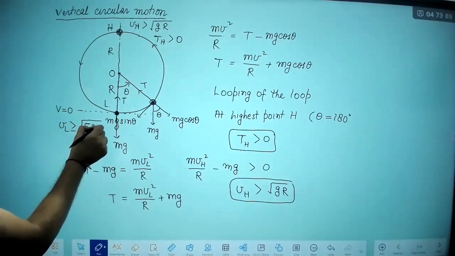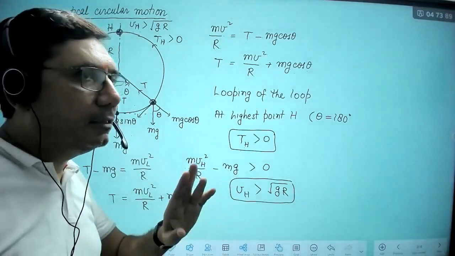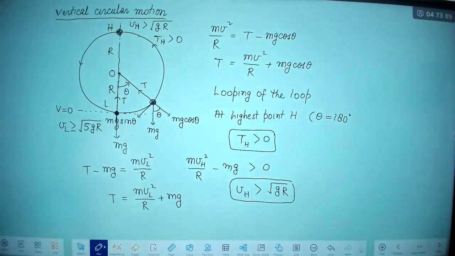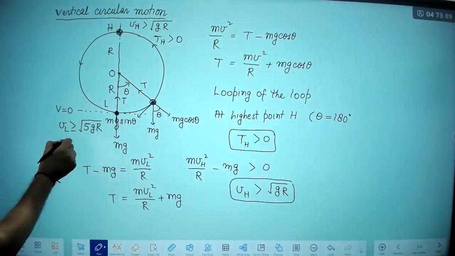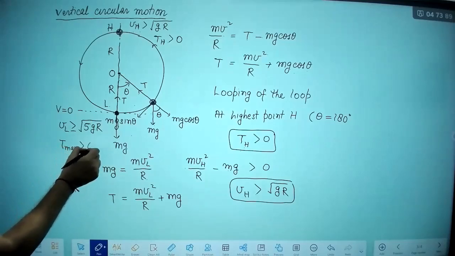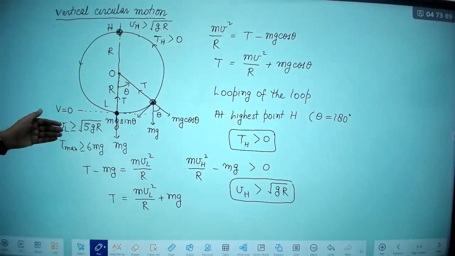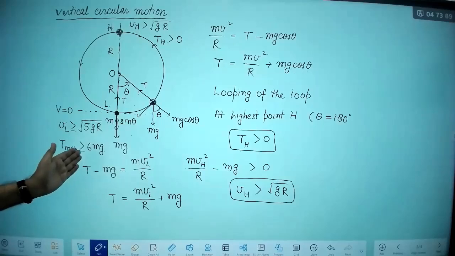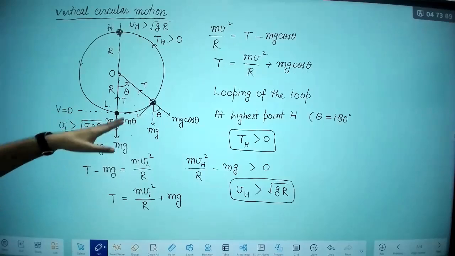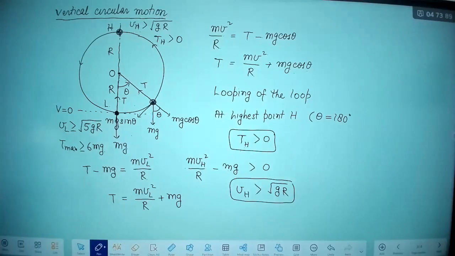If you look at TIFR papers, many times they have asked questions based on this. You will find at least 3 or 4 questions based on this analysis, so you should understand this. And Tmax is greater than or equal to 6 mg. So what should the value of VL be? It should be square root of 5 GL, and Tmax at the lowest point should be greater than or equal to 6 mg. Only then will the looping of the loop be completed. So these are the conditions that you have to remember always.